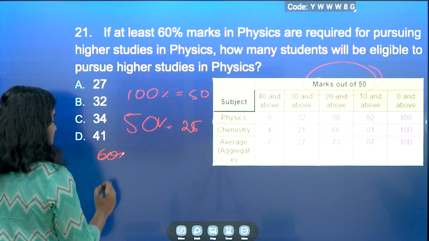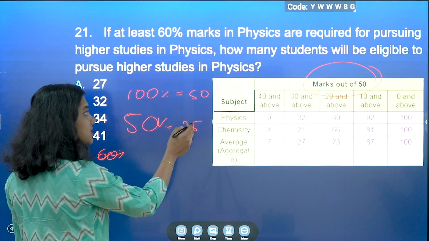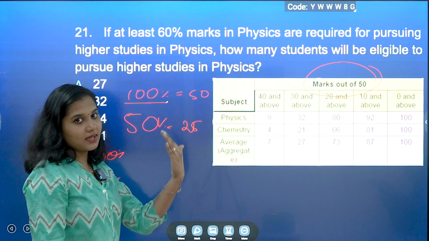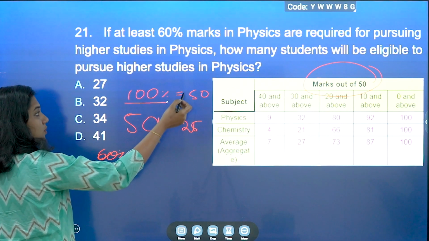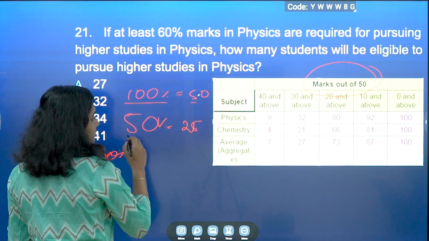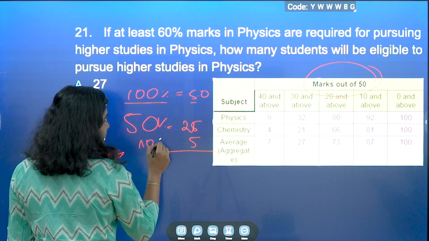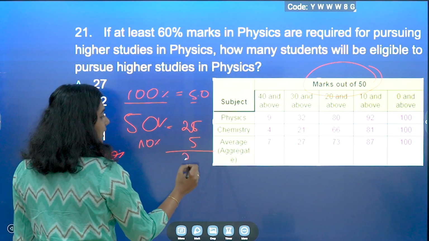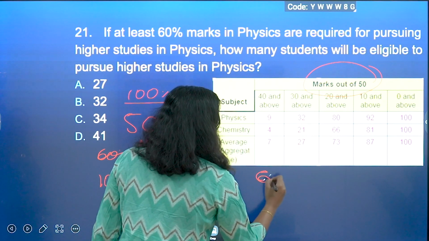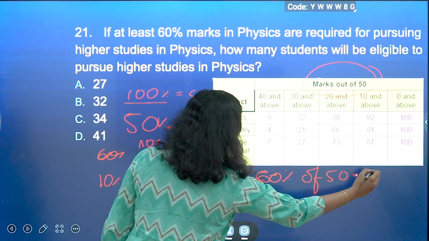So 60% means 50% plus 10%, and we know that 10% is 5 because from 100% you have to move a place from the right hand side and put a decimal point. So here 50, when you move a place from the right hand side and put a decimal point, you will get 5. So 50% is 25. When you add our 10%, that is 5, you will get 30. Okay. So 60% of 50 is 30.